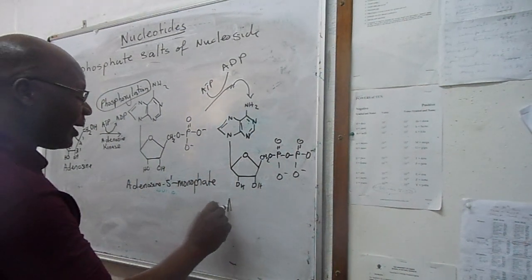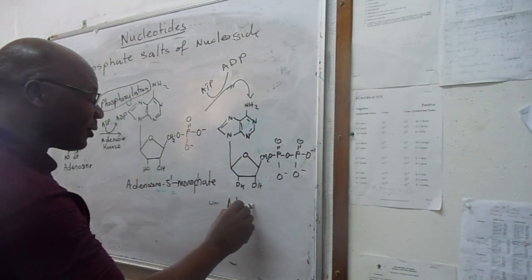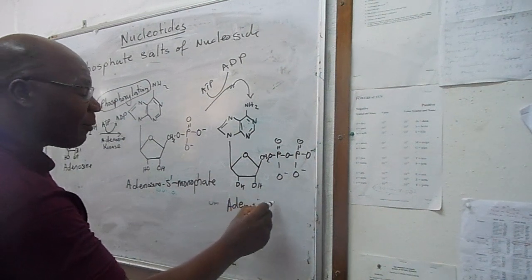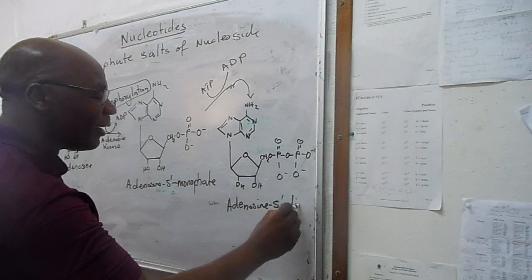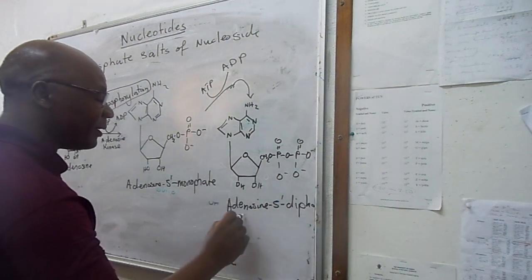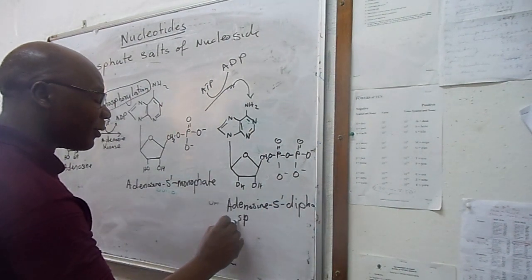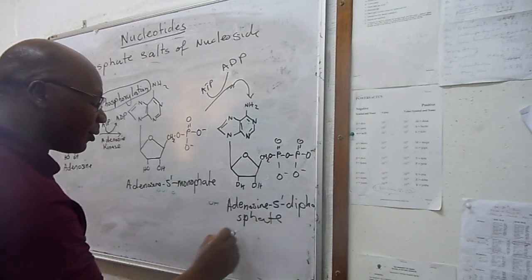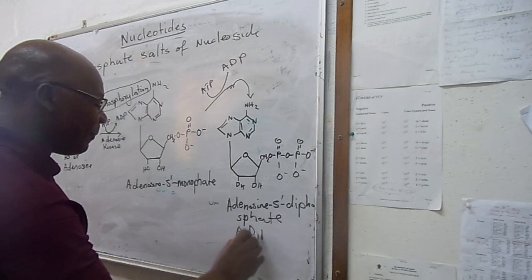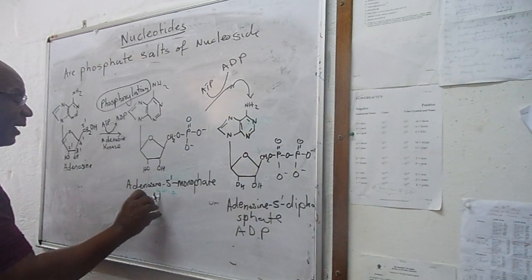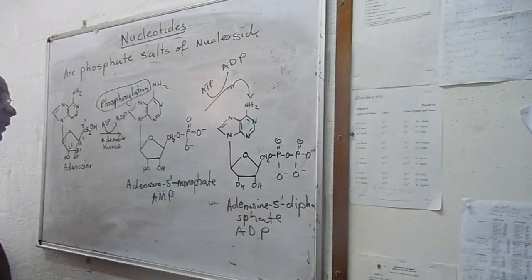So then we would say this is the adenosine 5 prime. At 5 prime, you have added 2 phosphates. So diphosphate. We can abbreviate it as ADP. This is AMP.